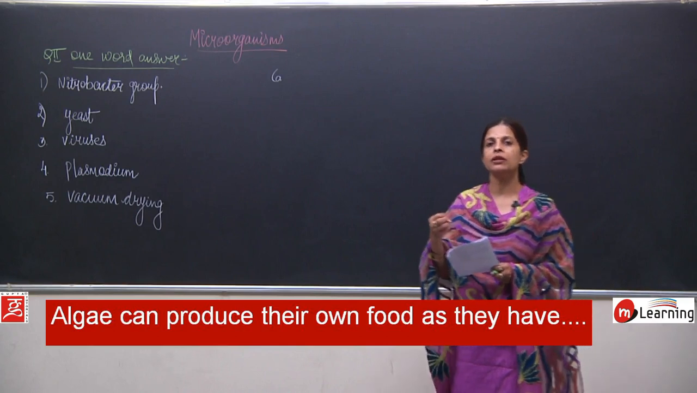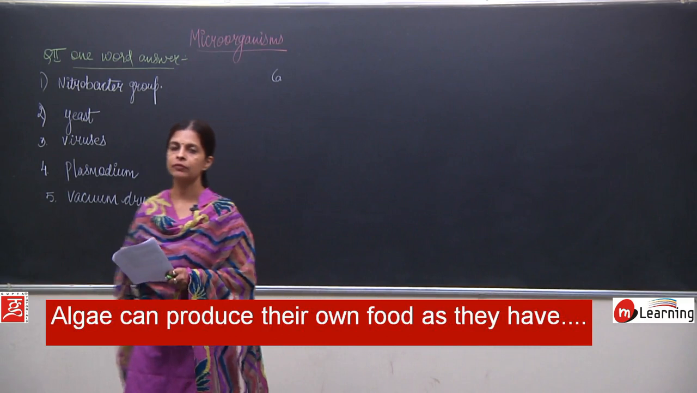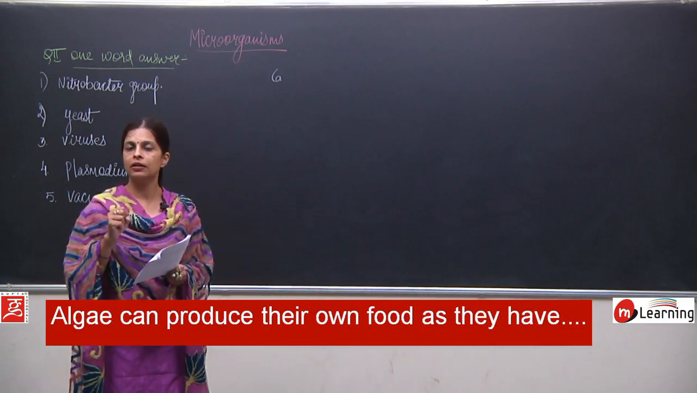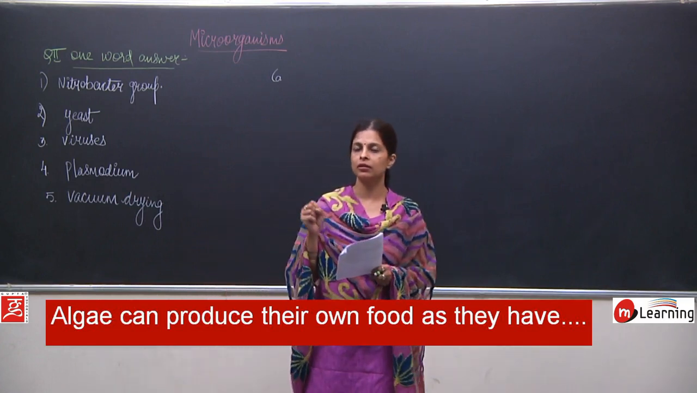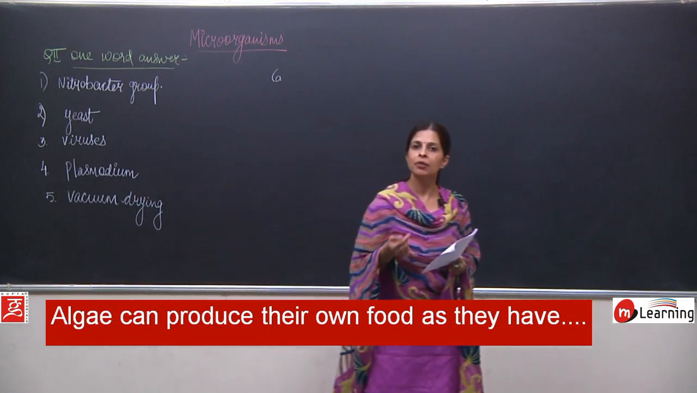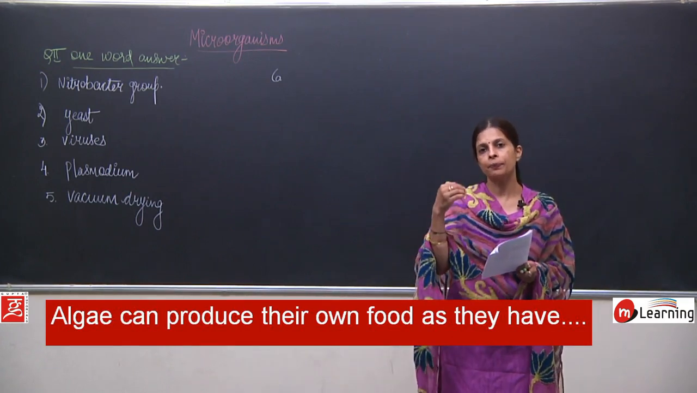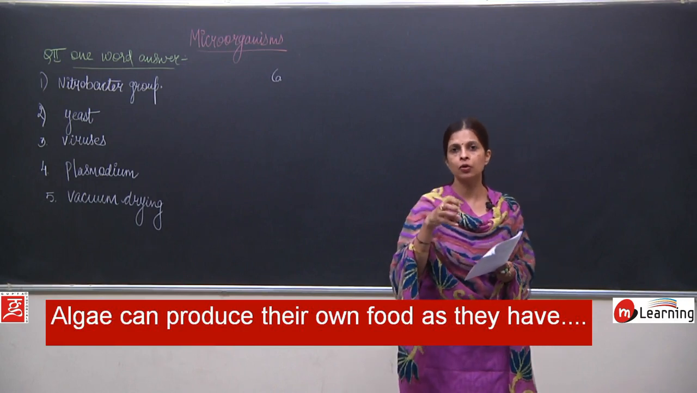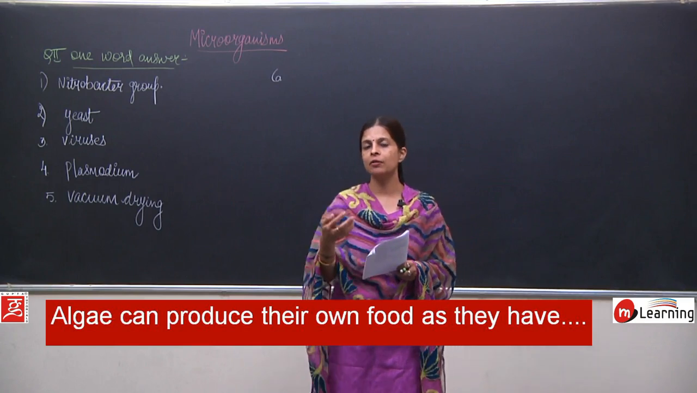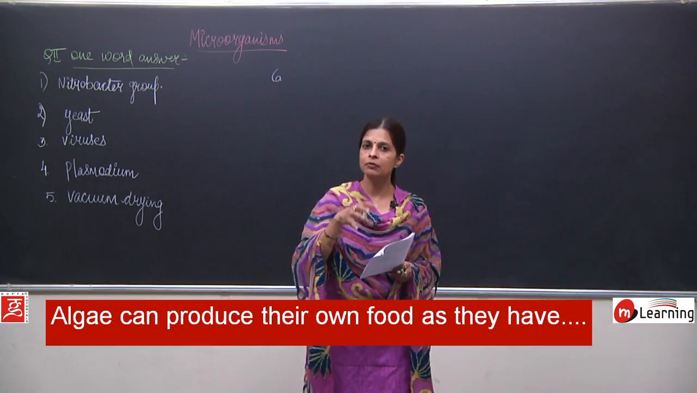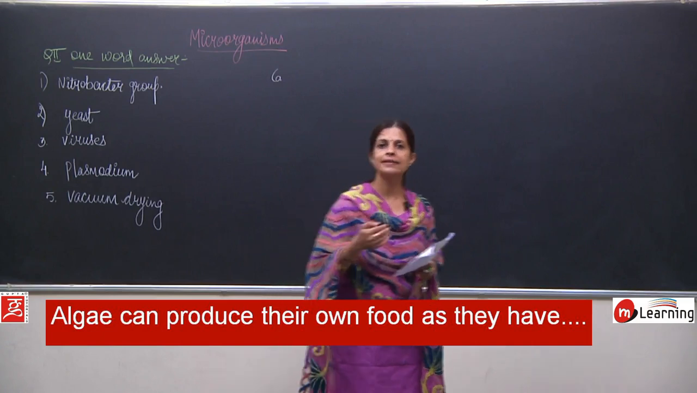Now when we talk about the chlorophyll, even Euglena has got chlorophyll. Then why is it not considered as a plant? Because it doesn't show other characteristics of the plants. It uses chlorophyll whenever sunlight is present, but when sunlight is not present, its mode of nutrition gets changed. Even it doesn't have a cell wall.